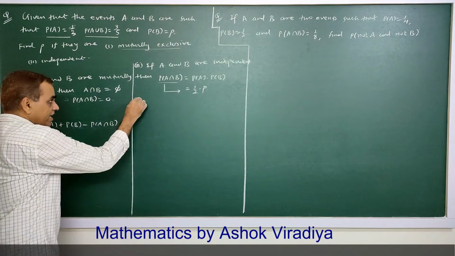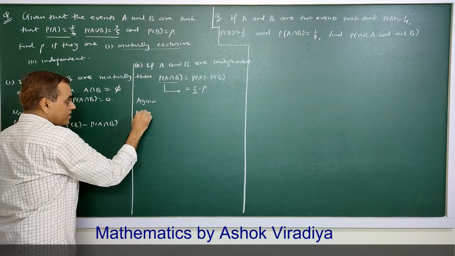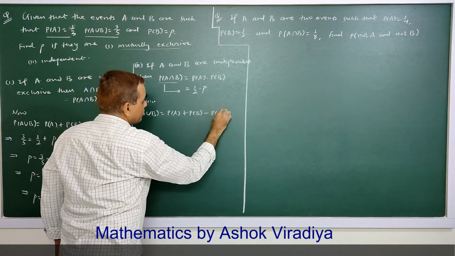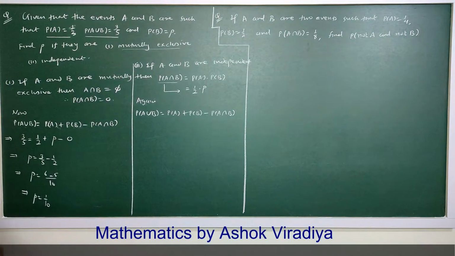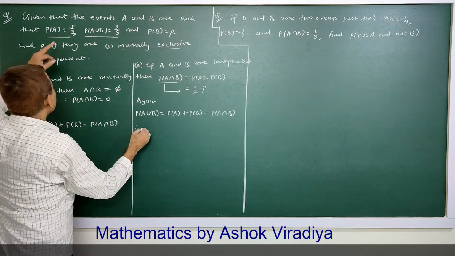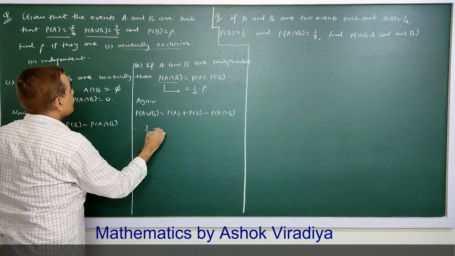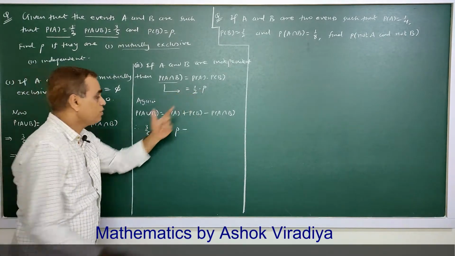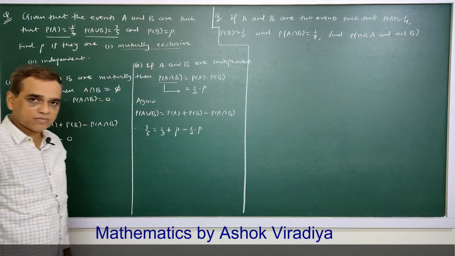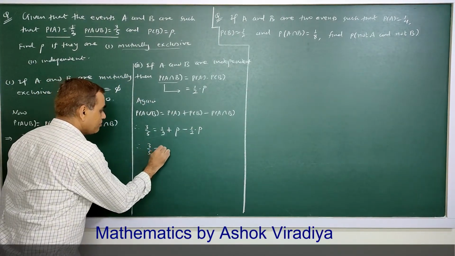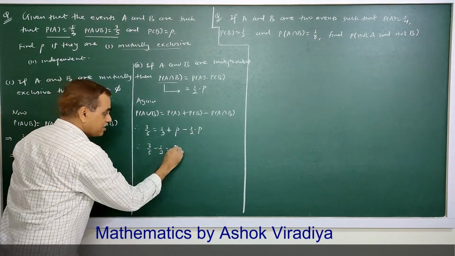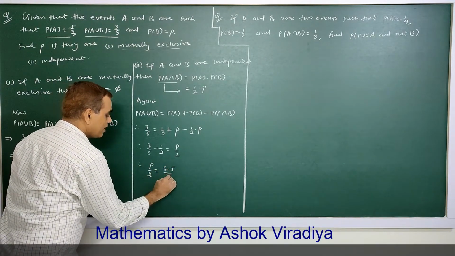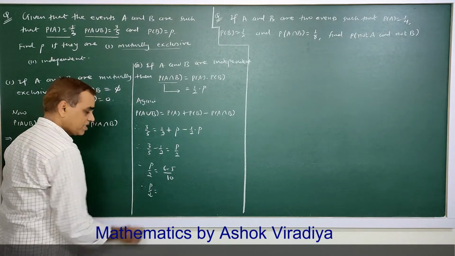Now again probability of A union B is probability of A plus probability of B minus probability of A intersection B. Using values in this equation, probability of A union B is 3 by 5, probability of A is 1 by 2, probability of B is P, minus 1 by 2 times P. So that means 3 by 5 minus 1 by 2 is P minus P by 2, that is P by 2. So P by 2 is 6 minus 5 by 10. So P by 2 is 1 by 10.